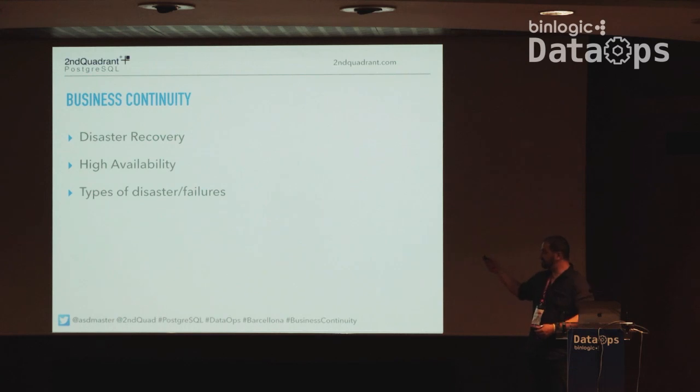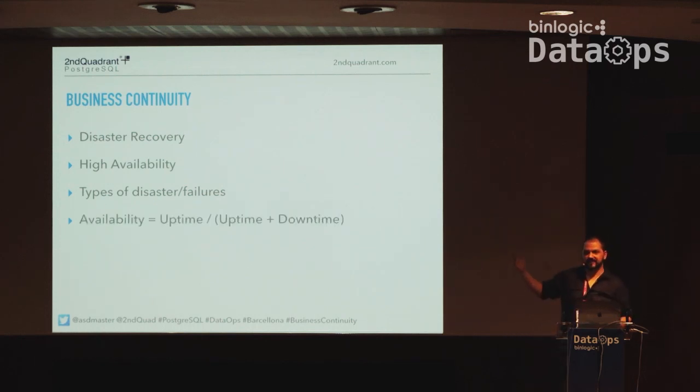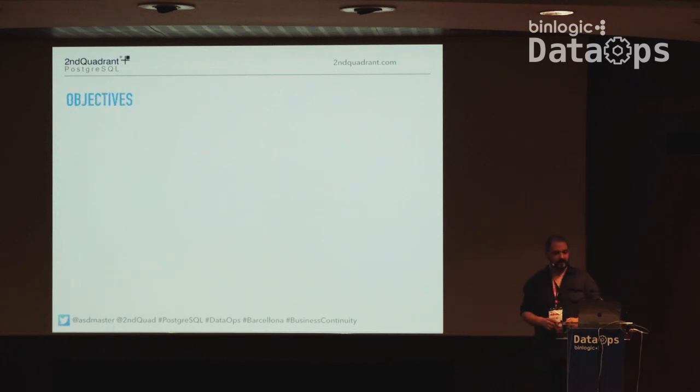There are different kinds of failure and disasters, for example, natural disasters, human disasters, like someone that accidentally lets stuff go wrong, things like this. And availability, obviously, is something that we can measure, okay? The objectives of business continuity are basically two.